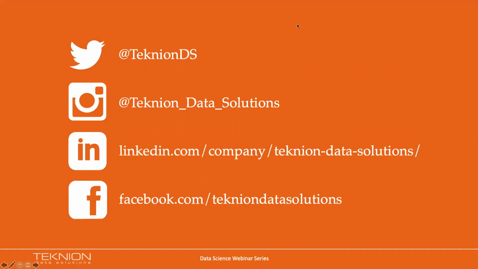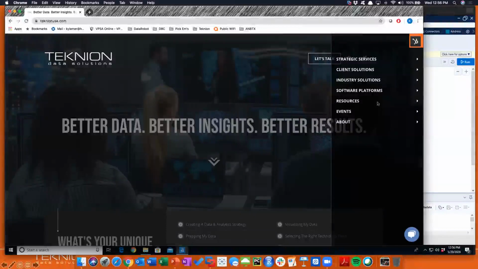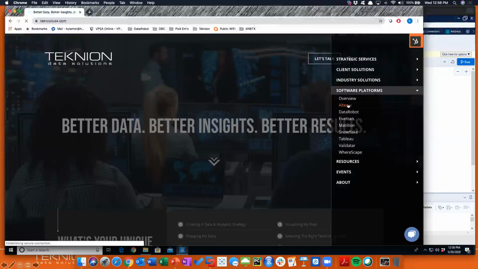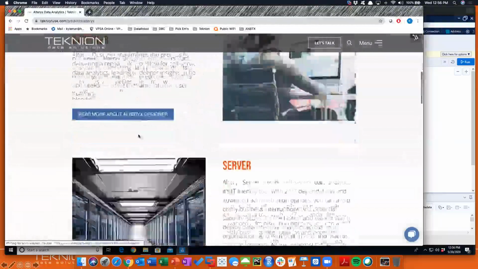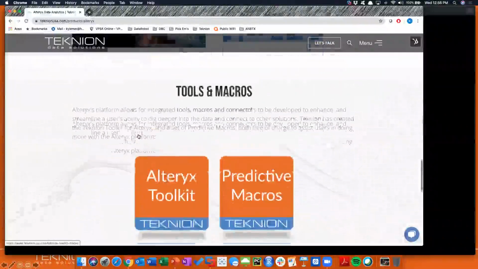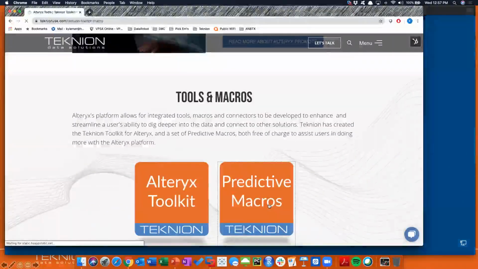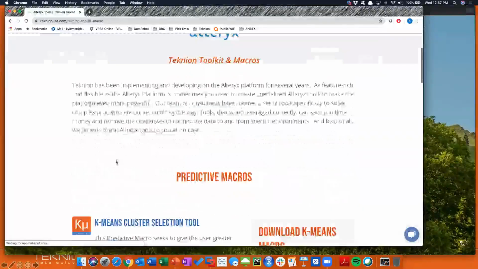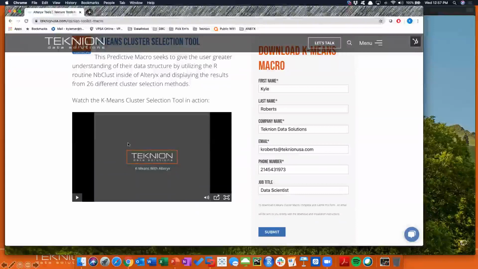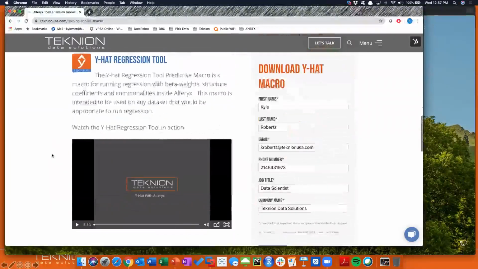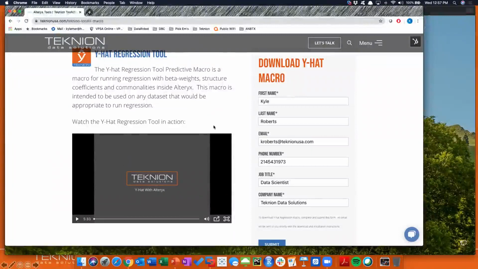Okay, thank you. So I'm on the Teknion webpage right now. If we go to software platforms and then into Alteryx, and I scroll down here, there's our Alteryx toolkit and then the predictive macros. These are available for free. They also have videos on how they work. The k-means one uses a clustering algorithm that helps you determine how many clusters you need to retain, because that's the most common question asked in k-means. And then also the Y-hat regression tool, so you can download it there.